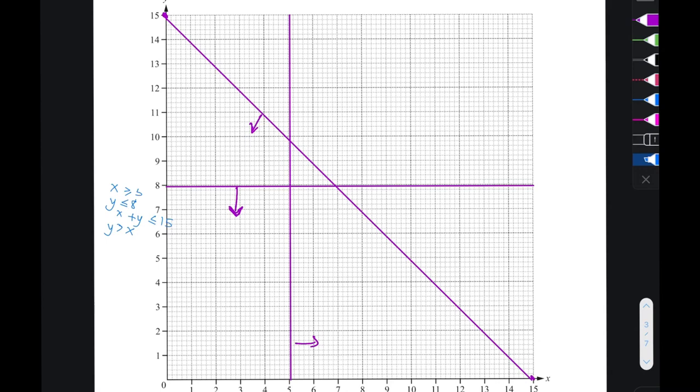Then you have finally Y is greater than X. So the first thing you want to do is to sketch X equal to Y, okay? But remember that you are dealing with Y is greater than X. It's not greater or equal to. So you are going to use a broken line. Keep that in mind, a broken line.